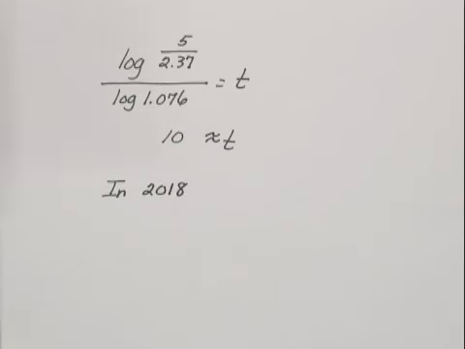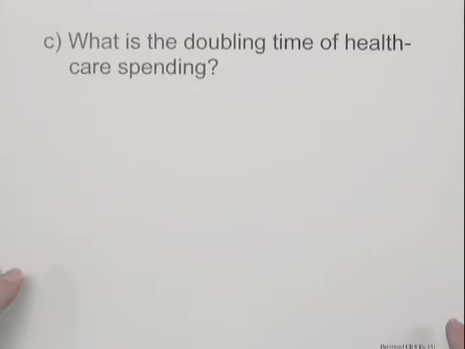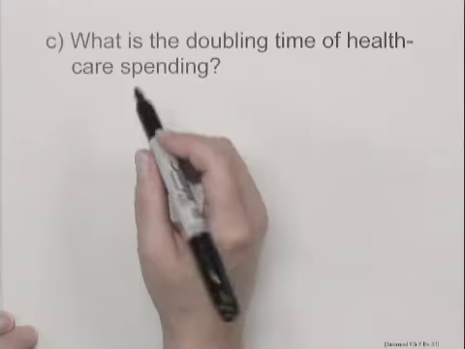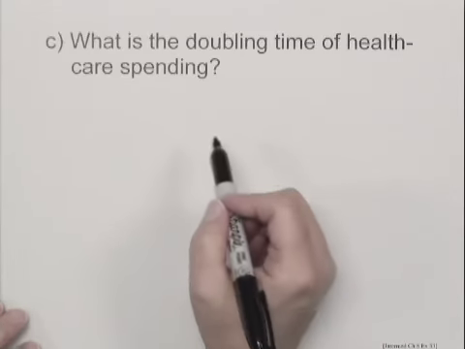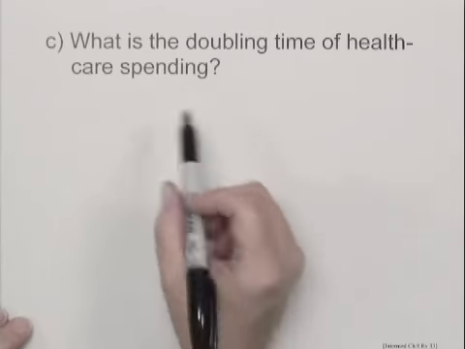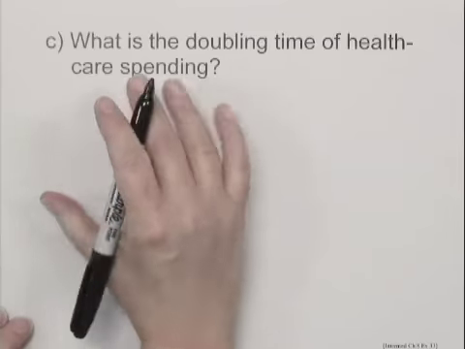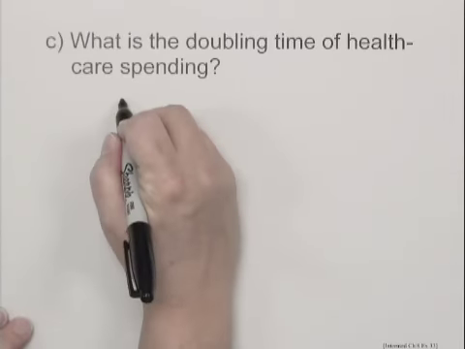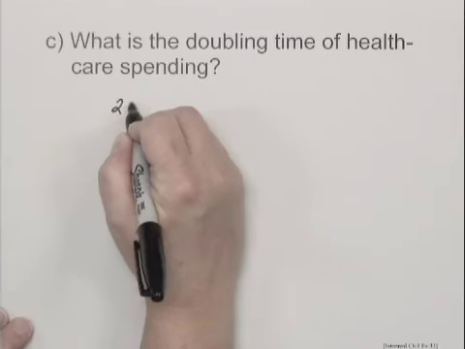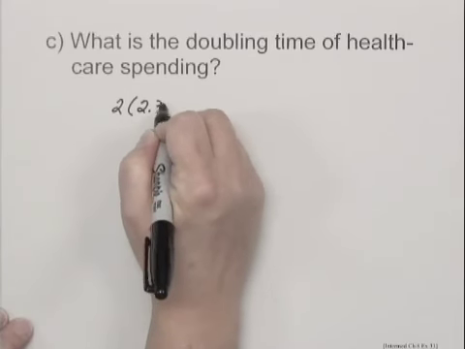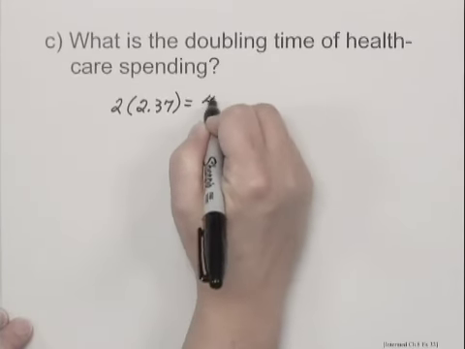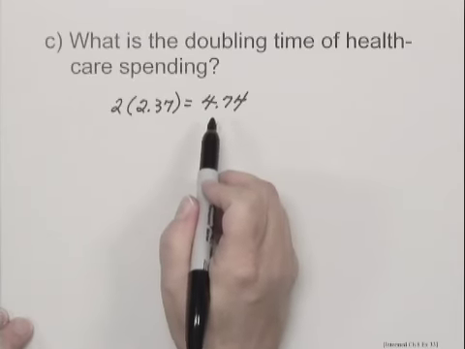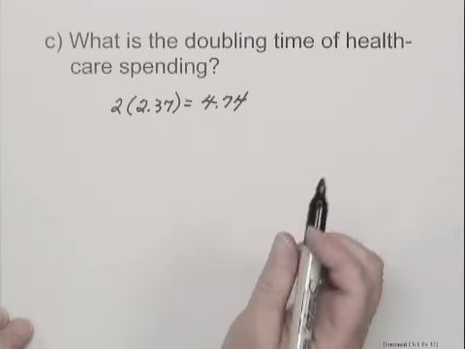Now we're also asked what the doubling time is. What is the doubling time of health care spending? Well, the doubling time is how long it takes to spend twice as much as we had spent before. At time 0, we're looking at 2.37. So whenever the doubling time is, we will spend twice 2.37 trillion, which is 4.74 trillion.